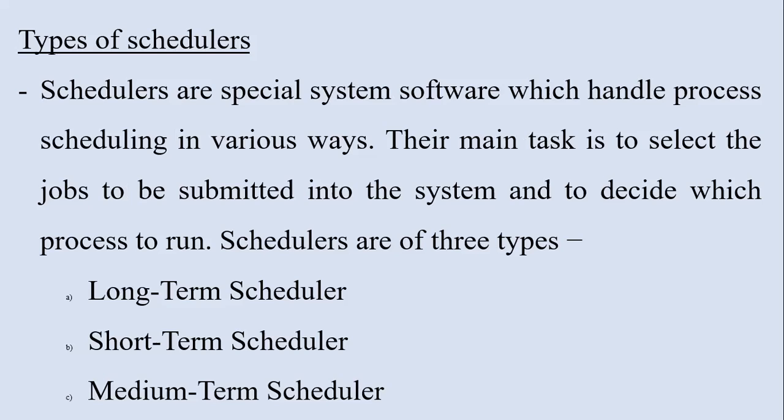So which are the main types of schedulers that undertake the work of scheduling? Schedulers are specialized system software which handle process scheduling in various ways. Their main task is to select the jobs to be submitted into the system and to decide which process to run. The three types of schedulers are therefore the long-term scheduler, the short-term scheduler, and the medium-term scheduler.